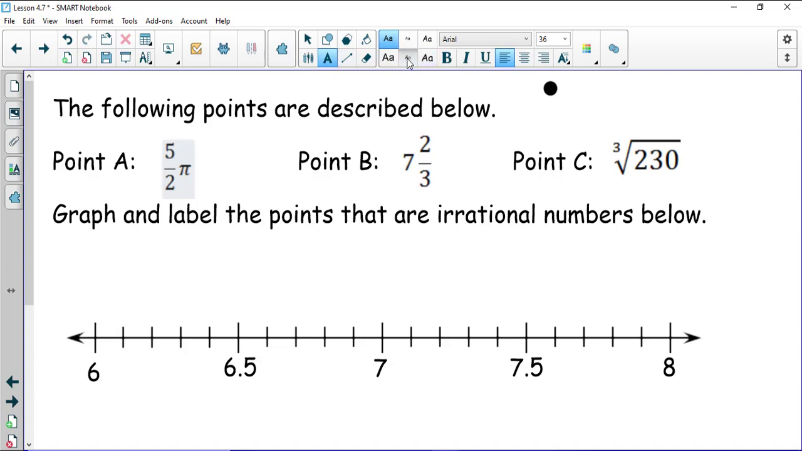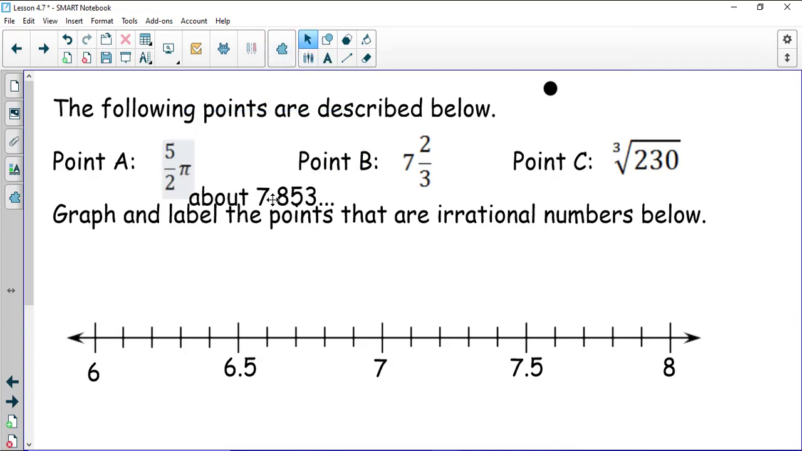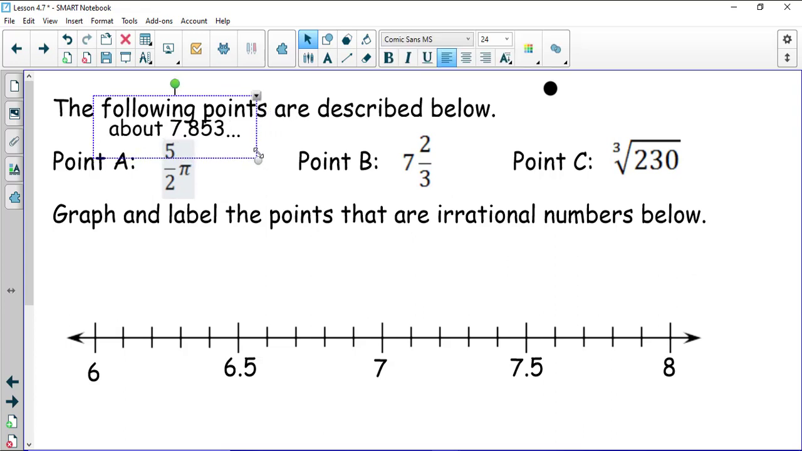So I'm going to type this in. Let me grab my font here. There we go. All right, so this is going to be about 7.853. I'm going to put a dot, dot, dot, just to show that it's about that value. So when I go to graph and label this point, let me put it right up there. There we go. Find a good position for that.